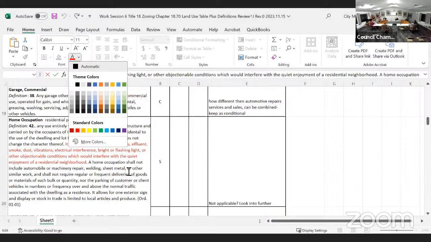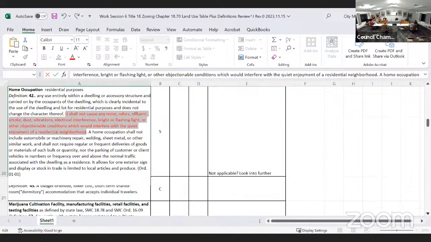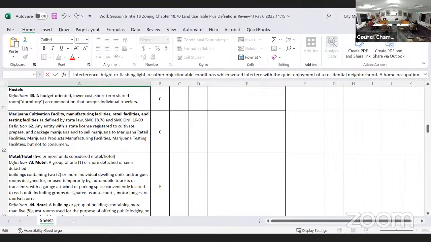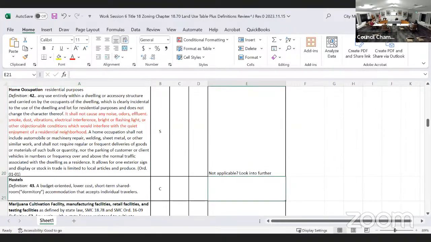Just make sure, as with some of these others, that we take a little more time to cross-reference things and make sure that we're not eliminating a current use or one that could potentially come up. Anything else for home occupation?